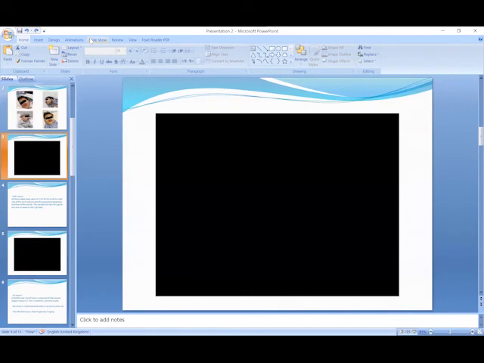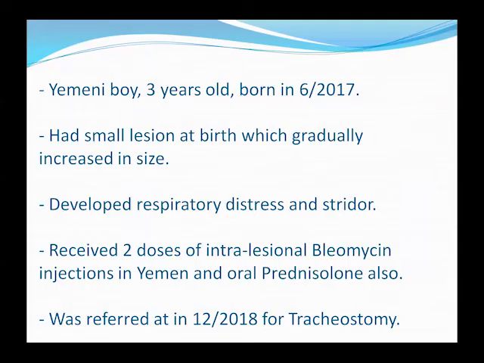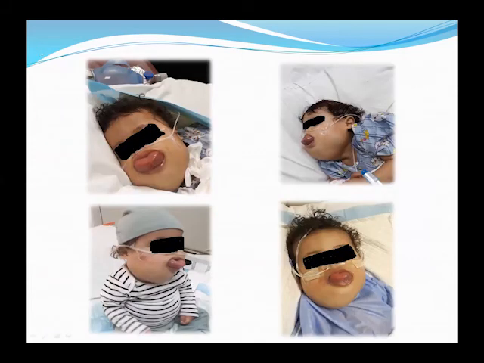I have a similar case of lymphatic malformation that we faced in our institute. This is a 3-year-old girl born in June 2017. She received 2 doses of intralesional injection, and they also combined this with oral prednisolone. She was referred to us at the age of 1.5 years. These are the photos of the child at the time she presented to us.